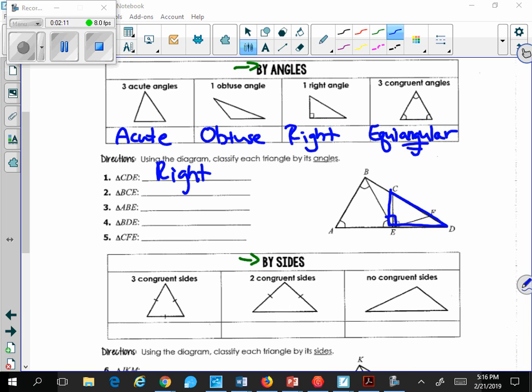So now let's look at the next one. It says BCE. So let me erase this so there's not too much going on here. BCE. Notice you kind of have to work your way around to figure out what kinds of angles you have inside that triangle so you know how to name them. Right here, I've got two acute, but then right here, that one looks like it's an obtuse. And remember, if I'm classifying by angles, one obtuse angle means I've got an obtuse triangle.